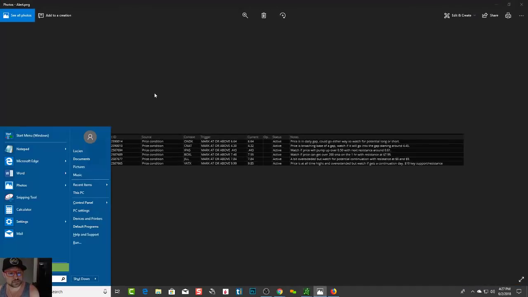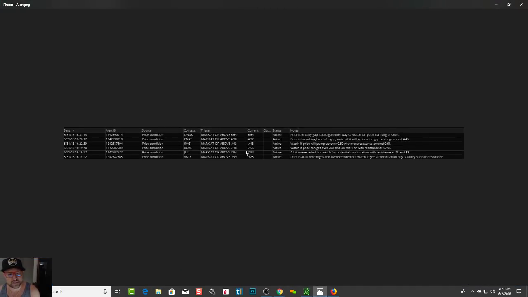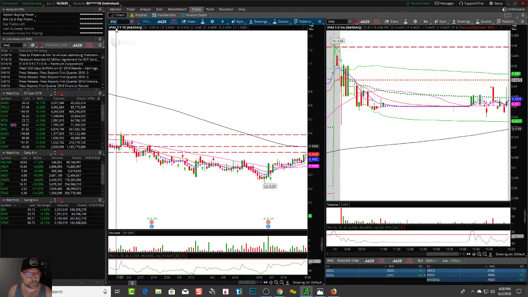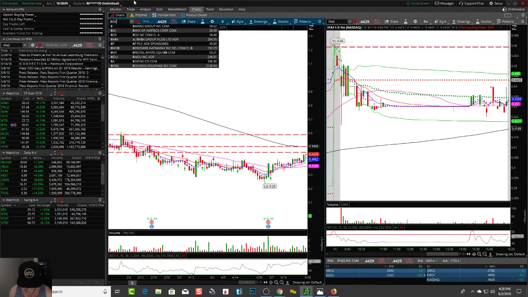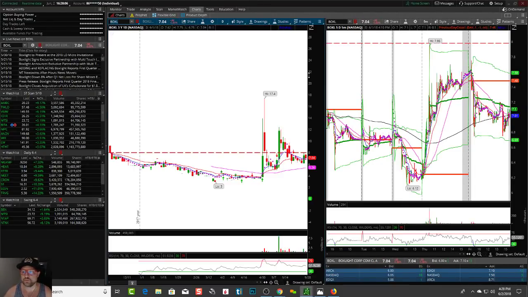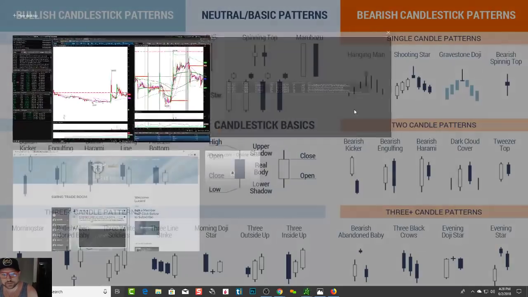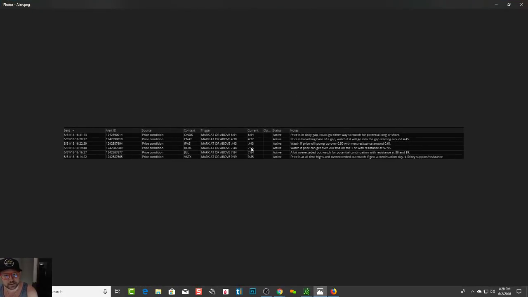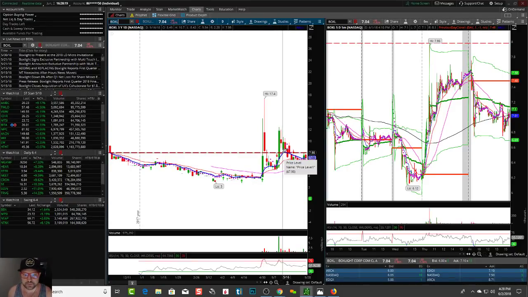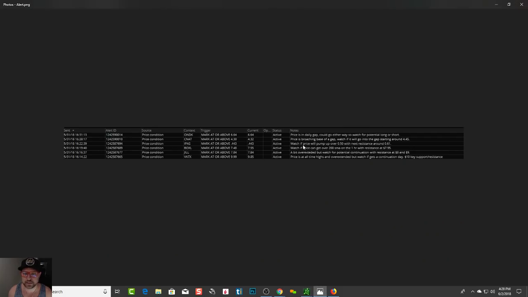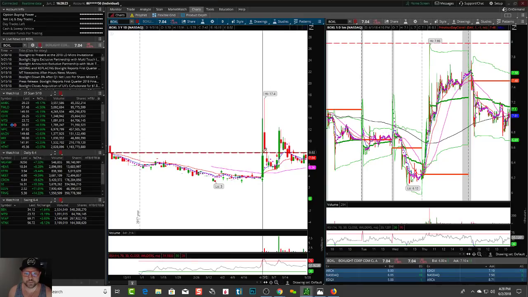BOXL at or above 748. And what did this one do? So this one I had at or above 748. Watch if price can get over the 200 SMA on the 1 hour with resistance at 795. Did I say 748? Yep. So let's put a line at 748. There we go.